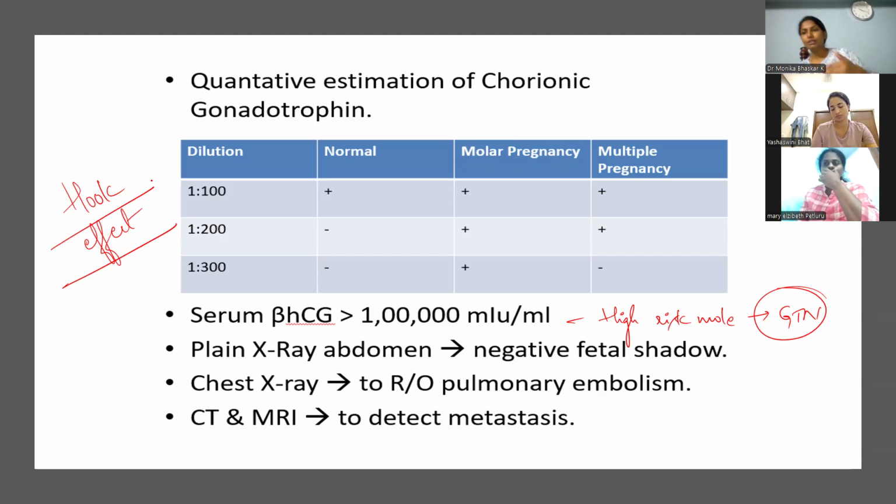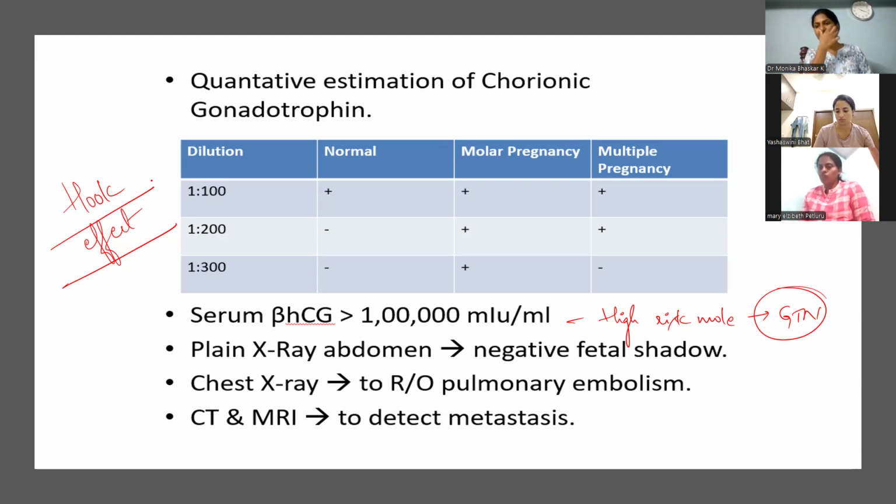If you are diluting by 200 times, you can see the positive result in molar pregnancy and multiple pregnancy due to the surplus amount of beta HCG. But if you are diluting 300 times and still there is positivity, then it is molar pregnancy. Even if you dilute it by 300 times, if it is still positive, then it is definitely molar pregnancy, because that is the level of beta HCG which is present in molar pregnancy.